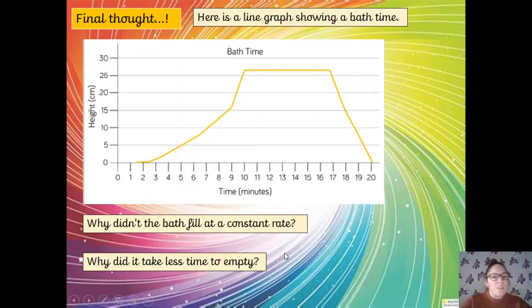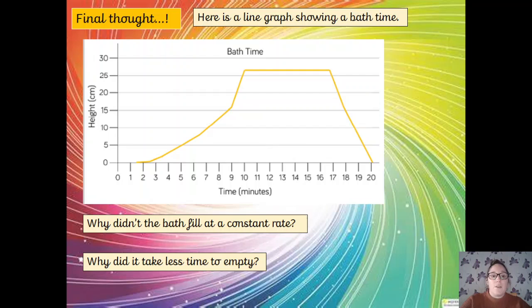So why didn't the bath fill up at a constant rate? Why do you think that might be? Because here it goes really slowly. Then it gets a bit faster, then it carries on, and it gets a bit faster again, and then it carries on. Why do you think that might be? Okay, you can have a think or a chat.